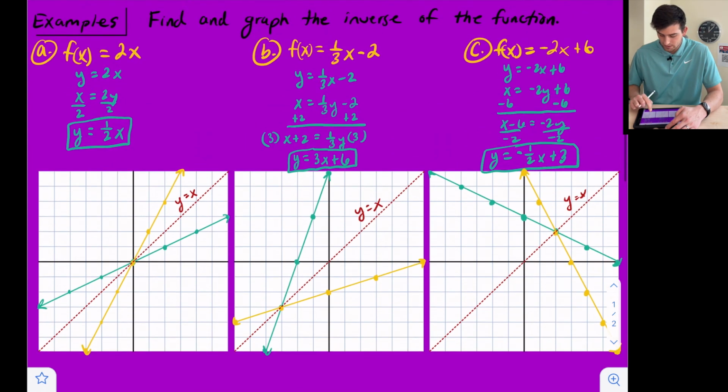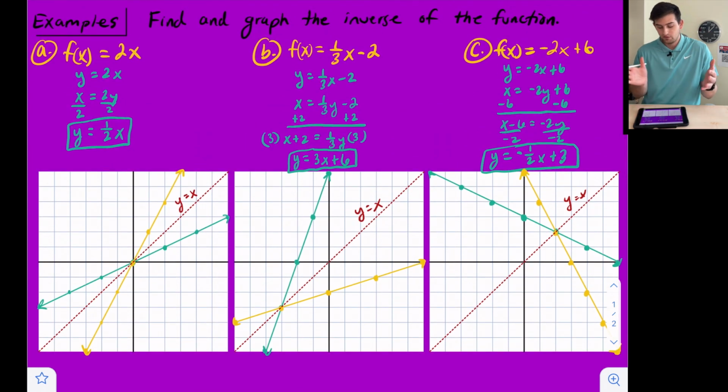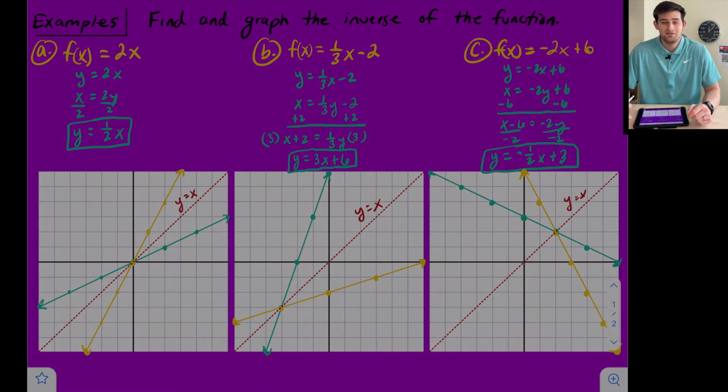Okay, and now, so once again, when we look at that, it looks like we could fold those two graphs over that dashed line, and so we know we have done this correctly, okay? And that's how you find the inverse of a linear function.